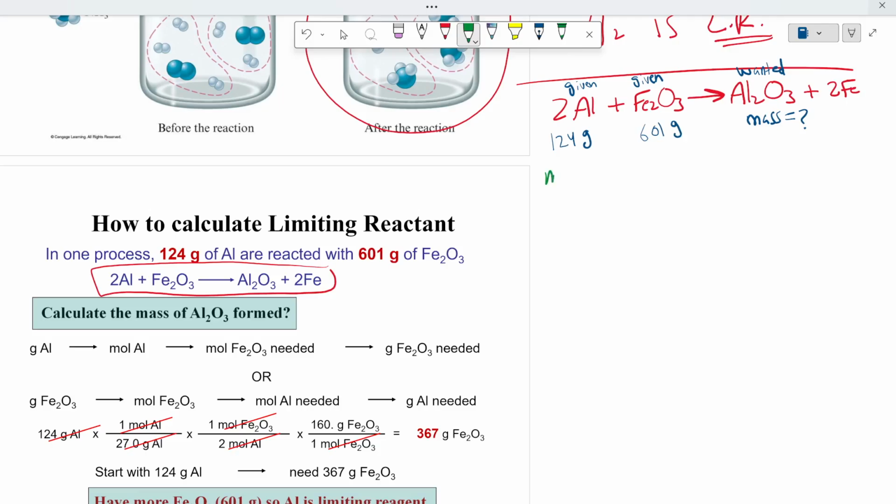First step, determine the moles of each reactant you have. So here, determine the moles of Al. It's mass over molar mass: 124 over the molar mass of aluminum, which is 27. And the answer is 4.59 moles.